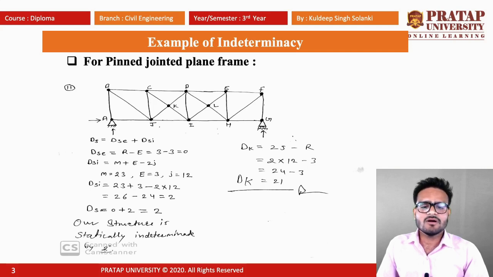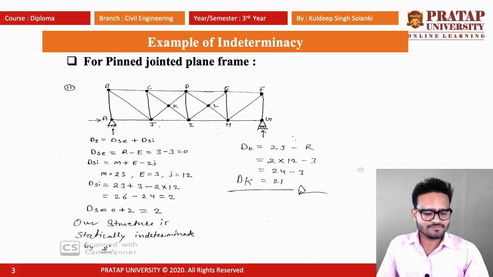Okay. Also we can calculate dk. It means kinematic indeterminacy. For this case, the formula of dk is equals to 2j minus r. j is equals to the number of joints, and we know 12 joints are available. r is the number of external reactions. There are 3 external reactions. Then put the values of j and r, and we get the value of dk is equals to 21. So we can say our structure is kinematically indeterminate by 21 degree.